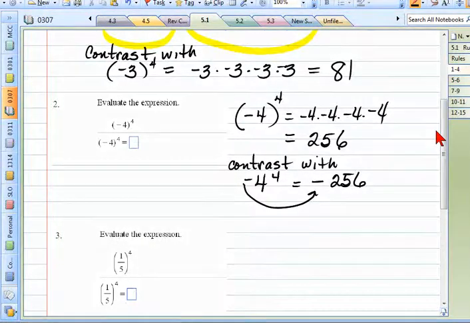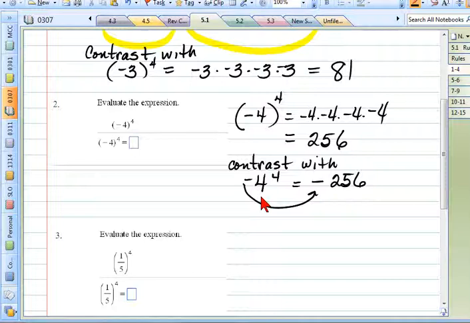Wait, you all got negative 256 for the second one? Yes. So, for this one down here, without parentheses, I did them backwards, I'm sorry. Okay, I got it.